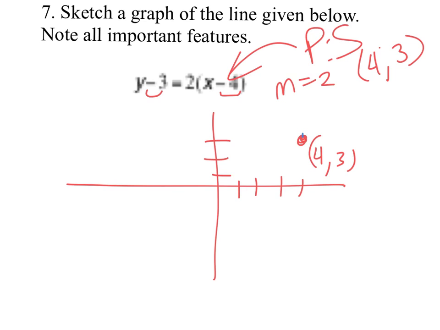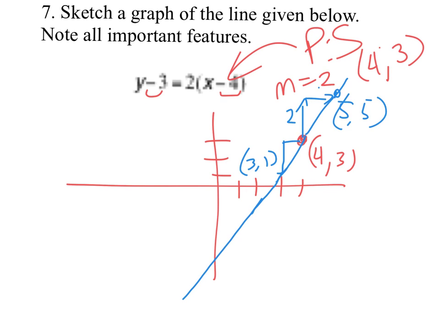And the slope of 2 means I'm going up 2 over 1. That's 5, 5. If I go back 1 and down 2, that's going to end up being 3, 1. And I'm going right kind of like this.